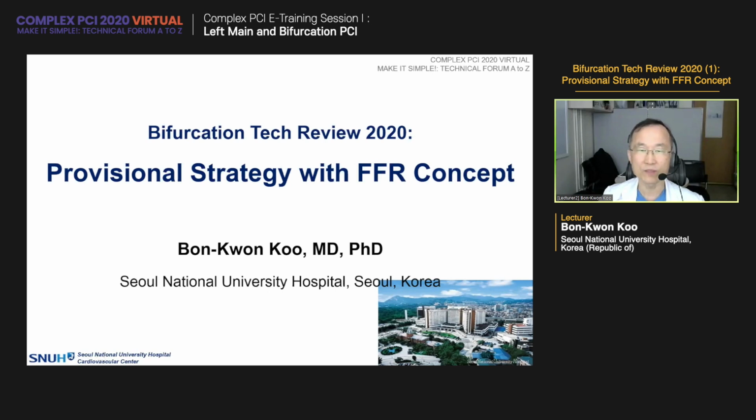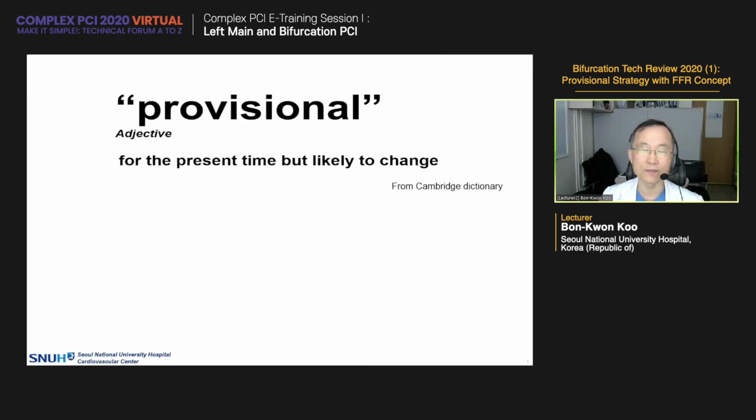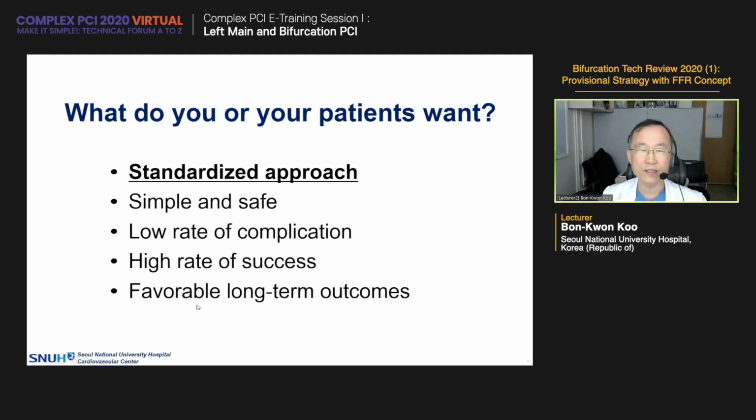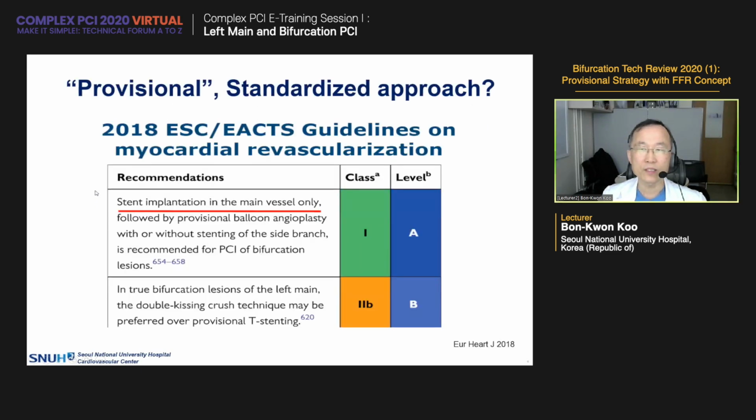So I'd like to talk about the provisional strategy with FFR concept. The definition of provisional actually includes some uncertainty. So the question is why we should start with a technique with some uncertainty and not start with the more definite upfront two-stenting strategy. For that aspect, I would like to approach from these five aspects, and let me start with the standardized approach. In general, when you think about the standardized approach, we look at the guideline.